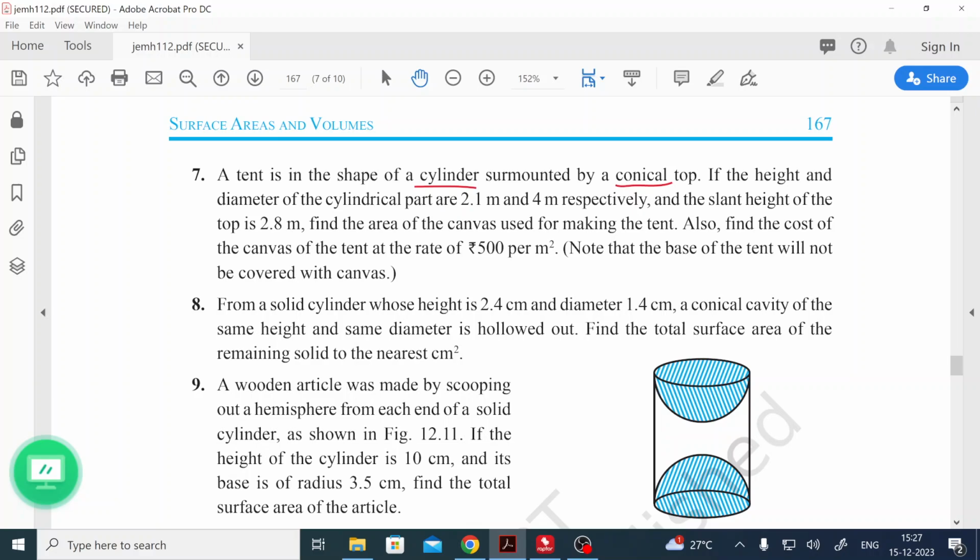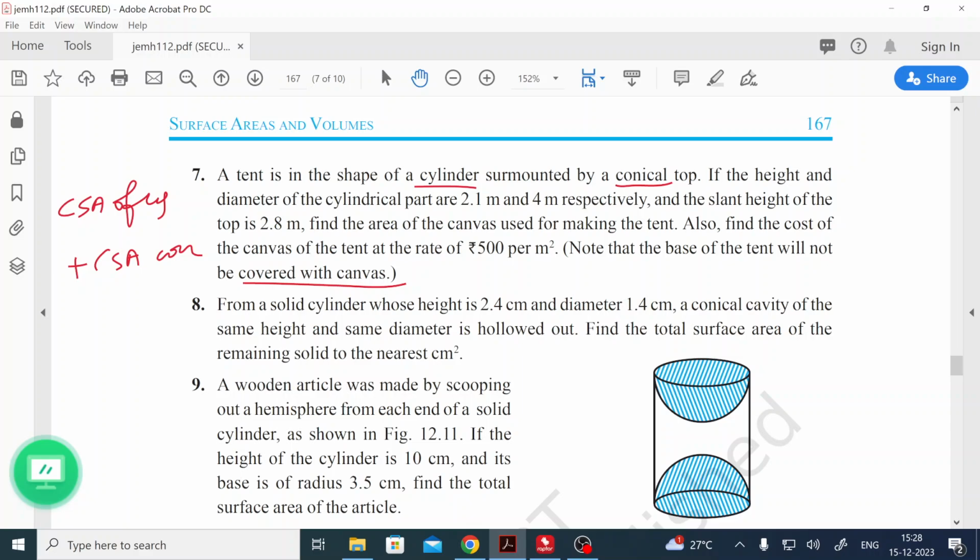Okay, there is a word cylinder and a cone. If there is no word solid, then CSA of cylinder plus CSA of a cone. That is okay, but there is a word canvas. If you are getting the word canvas, you should be careful, same thing like the paint, what I said. Because sometimes they will be giving the word canvas, like what is it? Base is included, base is not included.